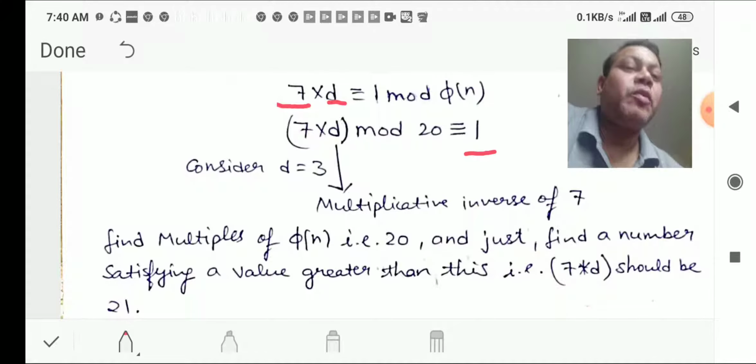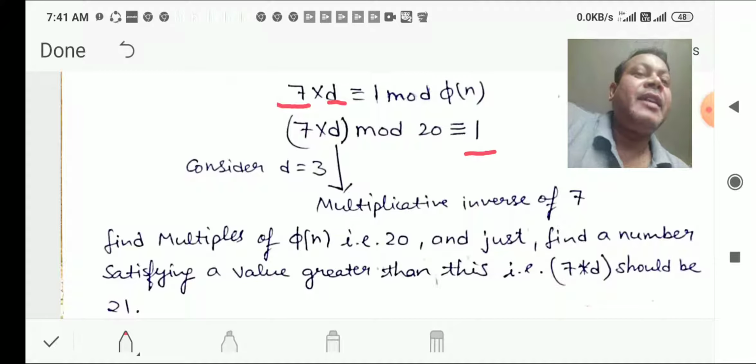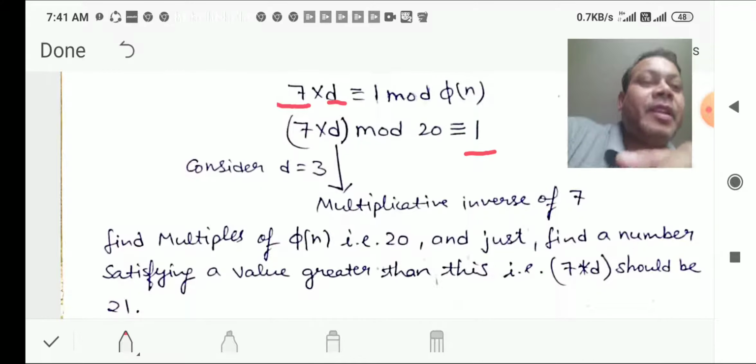Clear? So I am going to multiply 7 and D, then we are going to divide it by 20, so we must get 1 as remainder. Clear?